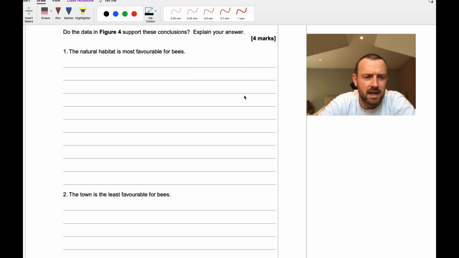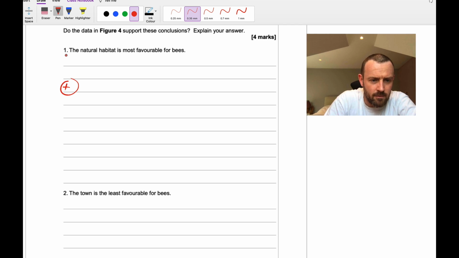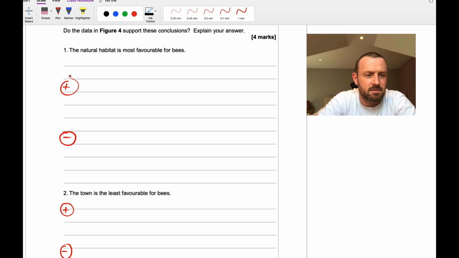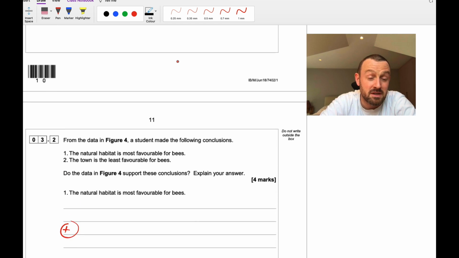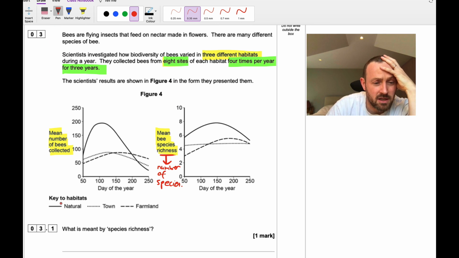So what we're looking at here is we essentially need to have a statement that supports number 1, the natural habitat is most favourable for bees, and a statement against number 1. You need a statement that supports number 2 and a statement against number 2. So let's find some statements. First of all, let's find some information that says the natural habitat is most favourable for bees. Favourable for bees. No difficulty speaking today. Okay, so the natural habitat is most favourable for bees.